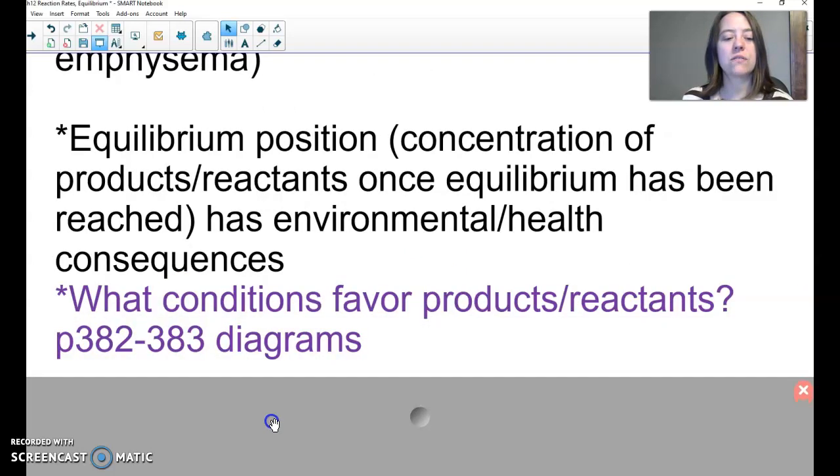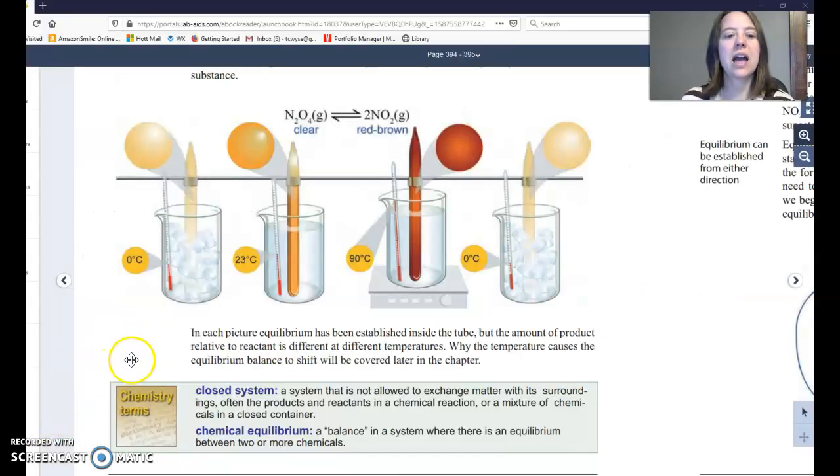So what can we learn from that? Let's think about what conditions favor the products and what conditions favor the reactants, and we're going to look in our book on page 382 and 383. So here we have an experiment, and we have a little ampule, it looks like, of gas, and here's our equation again. Dinitrogen tetraoxide is in a reversible reaction with nitrogen dioxide. It looks at room temperature like we have some of both. We have some clear and we have some reddish brown molecules of gas in there.